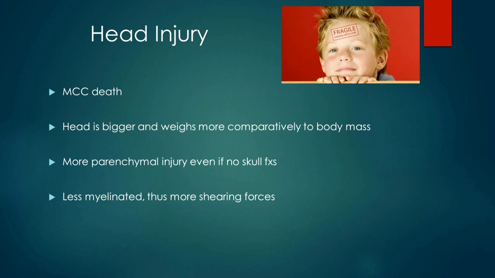Pediatric head injury. We talked about head injuries a little bit earlier, but pediatric head injury is the most common cause of death. Their head is bigger and weighs more comparatively to their body mass. This can lead to more brain parenchymal injuries, even if there are no skull fractures. So we need to be conscious of that and assess for those types of injuries. We need to have a high clinical suspicion in these patients. Pediatric brains are less myelinated, thus there are more issues with shearing forces, so we need to make sure that we're addressing those as well.